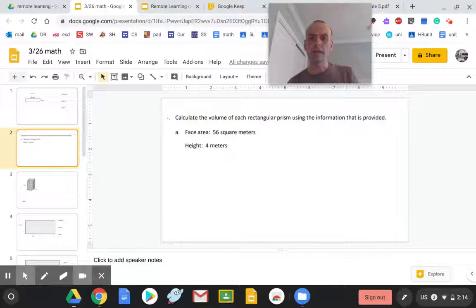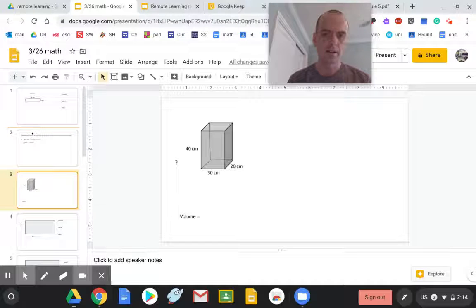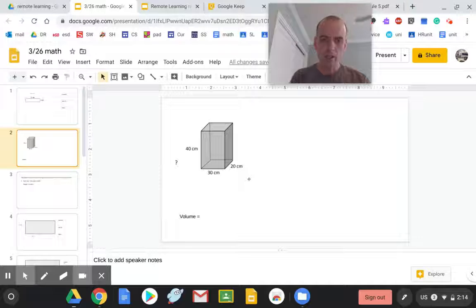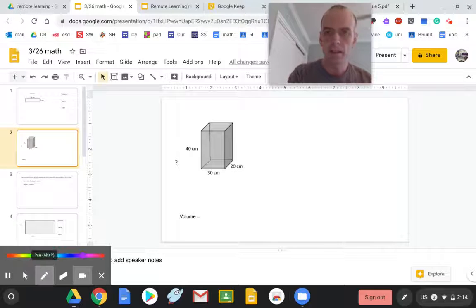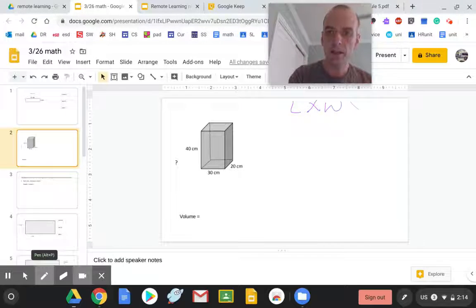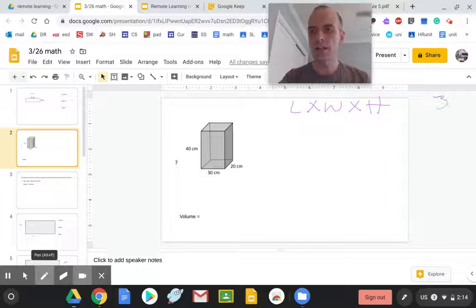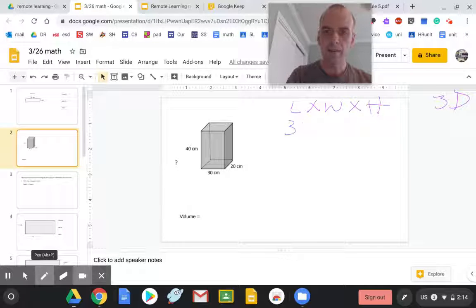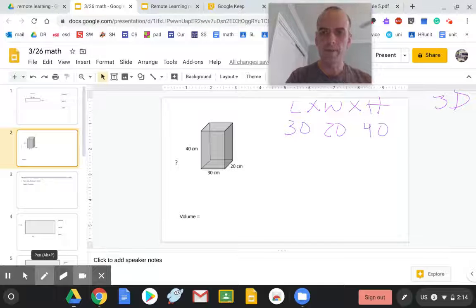Calculate the volume of each prism using the information that is provided. You know what? Let's actually skip. Let's go to this one. What's the volume? Well, we know that volume is length times width times height. It's one more dimension than area. It's 3D. So we have length is 30, width is 20, height is 40.